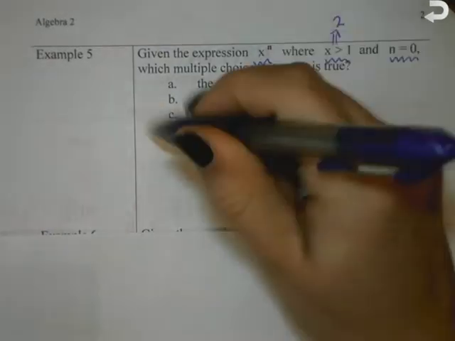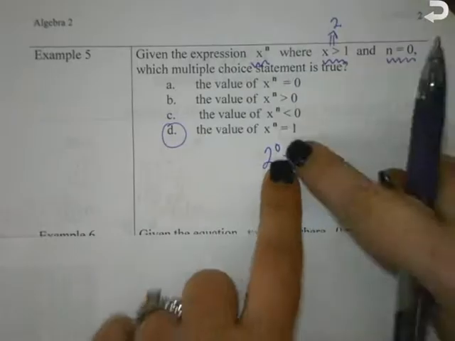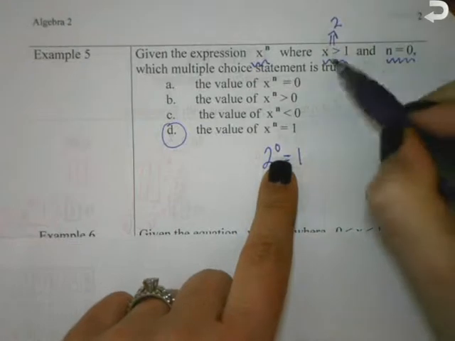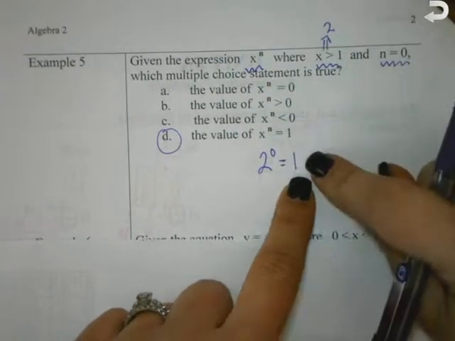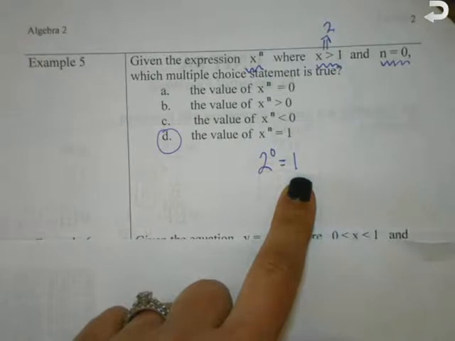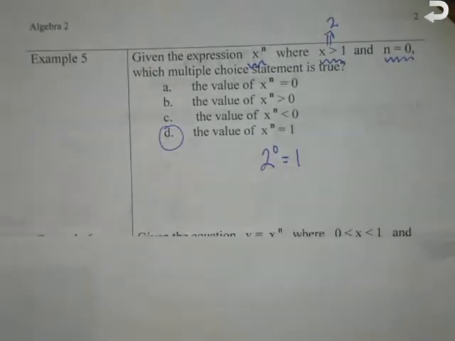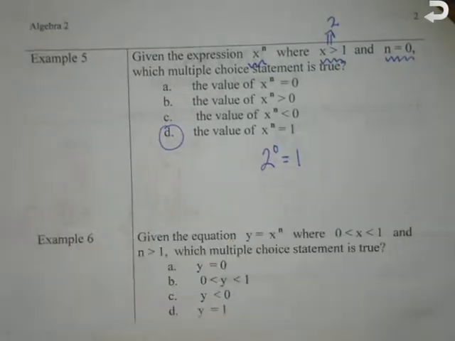So what is your answer? D. So let's think about it. Because your exponent is always going to be 0, it doesn't matter which x you plug in. You will always get 1 as your answer, because anything to the 0 is 1. Okay? Does that make sense?